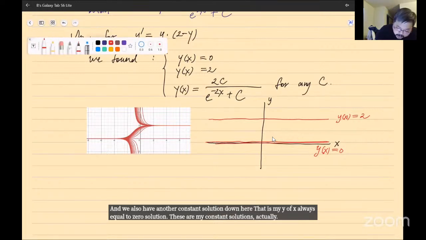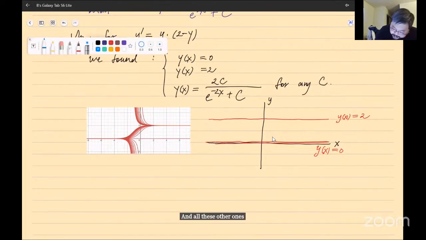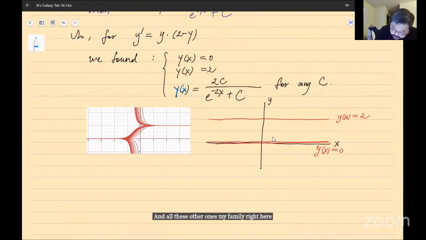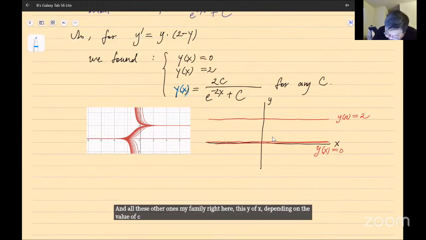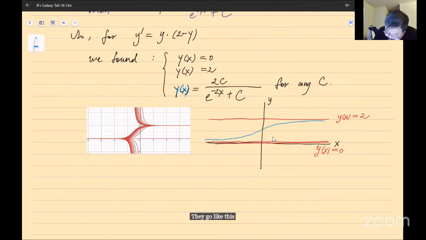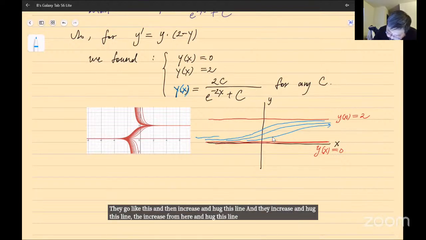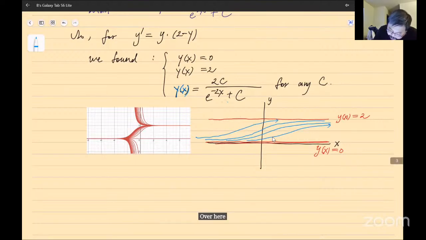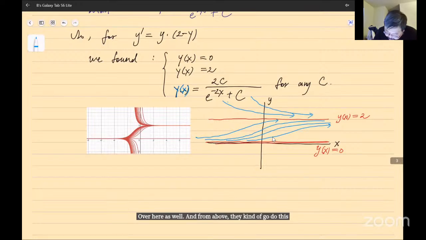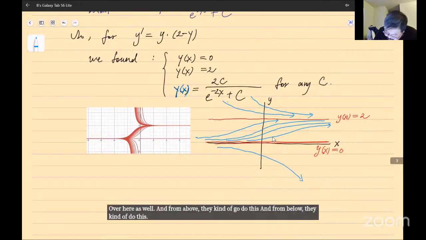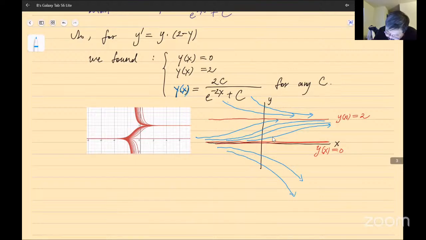And all these other ones, my family right here, this y of x, depending on the value of c, look roughly like this. They go like this, and then increase and hug this line, and they increase and hug this line, they increase from here and hug this line, and so on over here as well. And from above, they kind of do this. And from below, they kind of do this. Do you see that? Yeah?